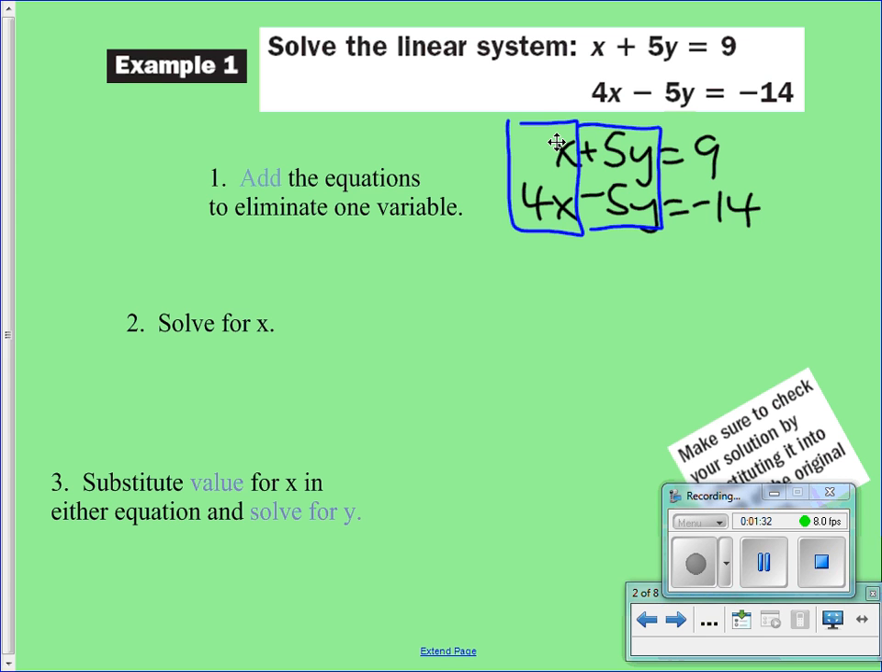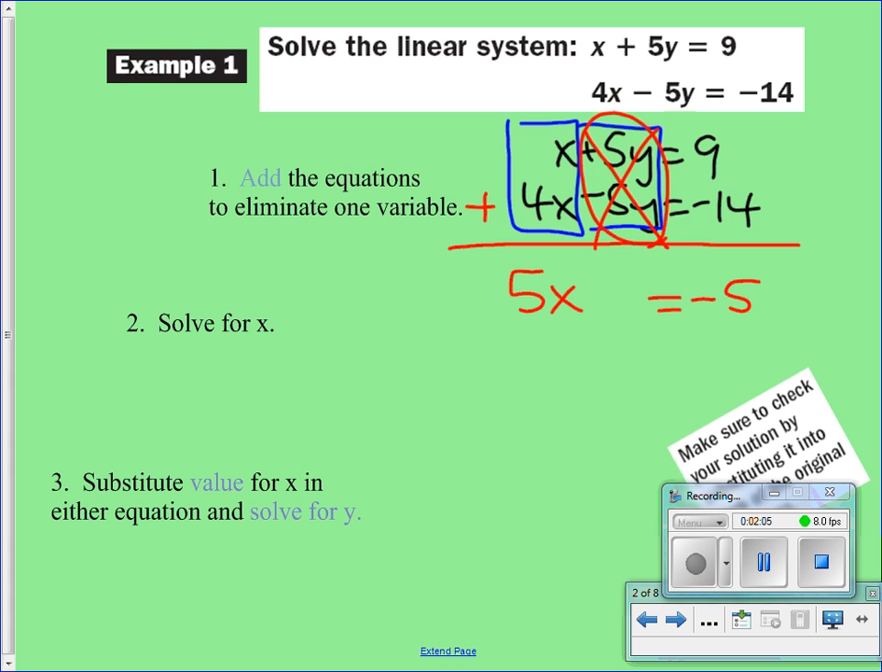Now, do you see that if I added or subtracted these equations, I could completely eliminate or get rid of one of the variables? Well, if I added these two equations together, positive 5y and negative 5y would end up being 0, and they would disappear, because 0y goes away, 0 times y. And all I would be left with is 5x equals, yes, you have to add these as well, negative 5.